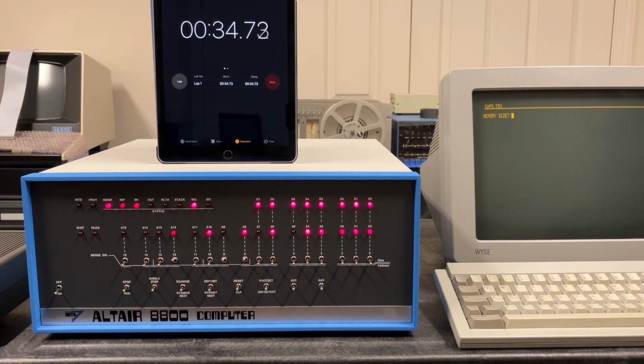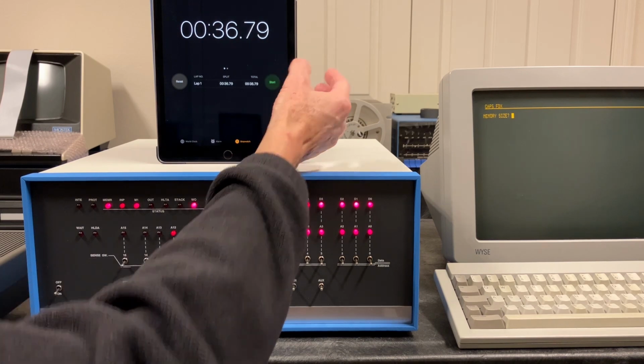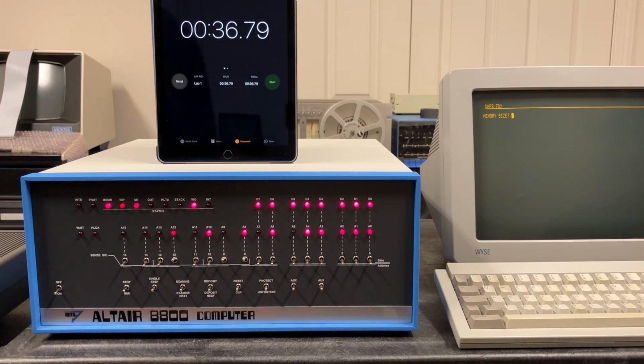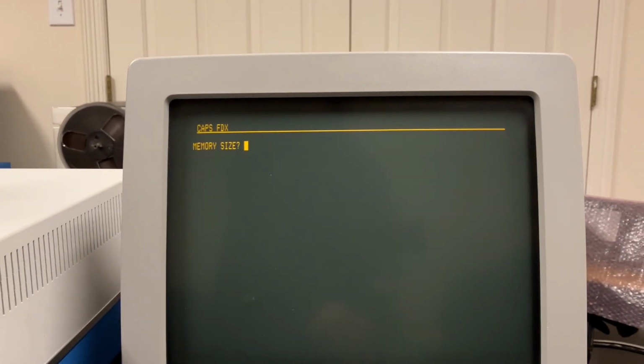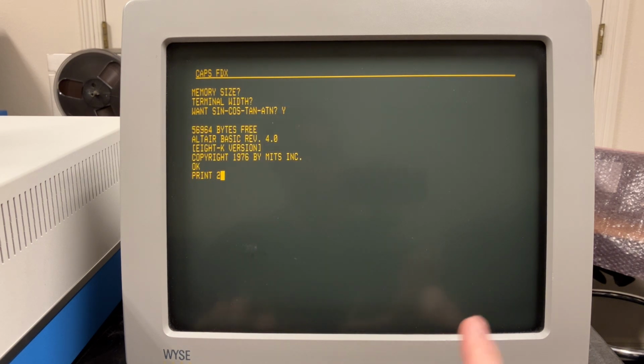All right, it's done. Took under 35 seconds. So that's a pretty quick and easy way to boot. Let's go over here to the screen, see what we got here. So there's the memory size prompt. I can go ahead and just hit return here. Terminal width, want sine, cosine. All right, we're up and running in Basic.